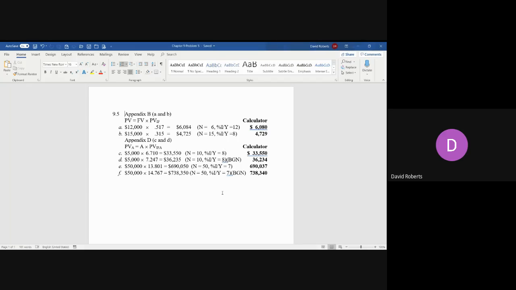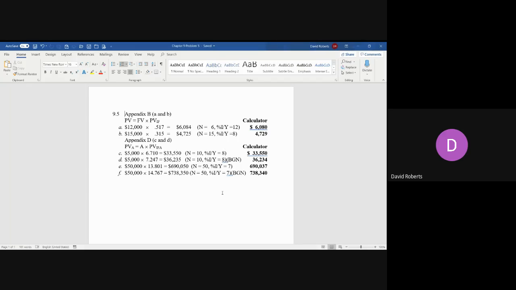One of the ways you can do that is if you go second, clear TVM, which is above the FV button. Second clear work doesn't work. It works for other things. So if you want to start from 0 or blank, go second, clear TVM, and then all of your five buttons, assuming again you're using a BA2 Plus calculator, are all cleared out. So you see the final answer for C is 33,550.